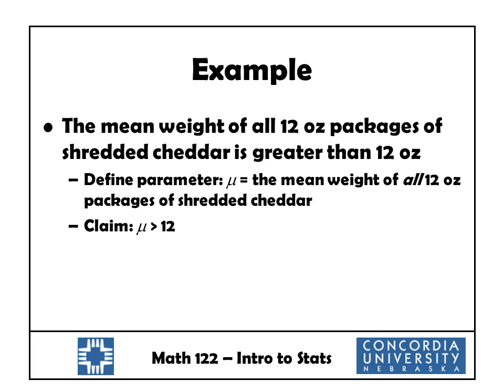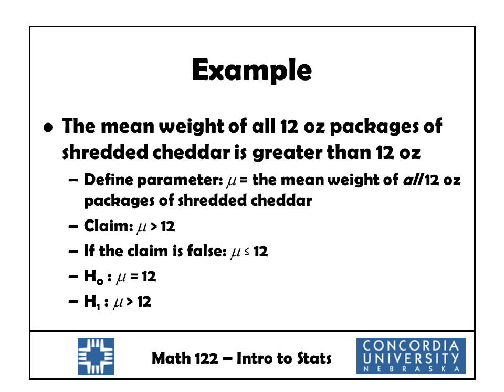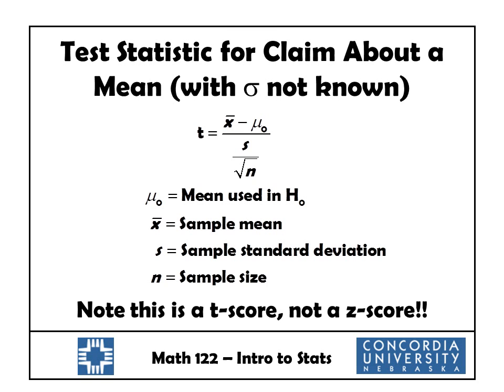Okay. The claim in mathematical notation is that mu is greater than 12. If false, mu is less than or equal to 12. The null is that mu equals 12, and the alternative will be the original claim that mu is greater than 12. Next, we need to calculate our test statistic, and here's our formula.